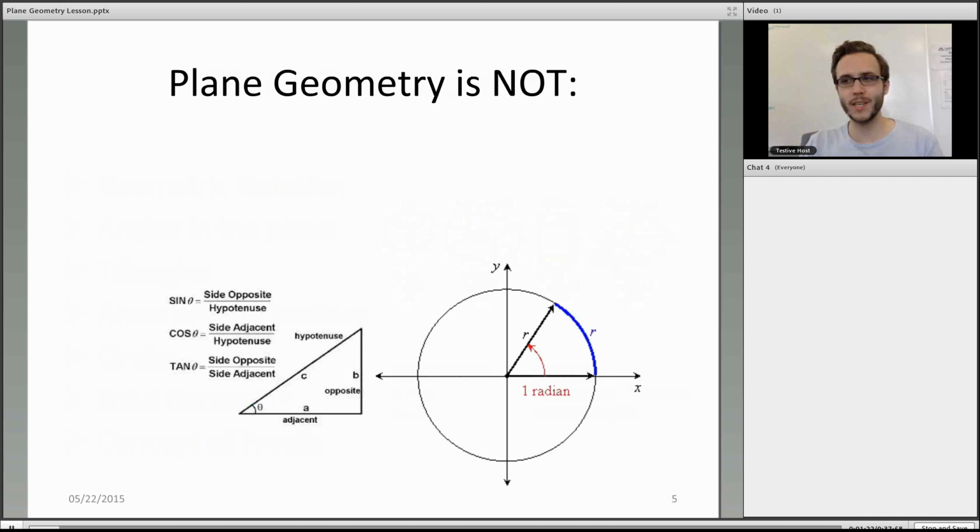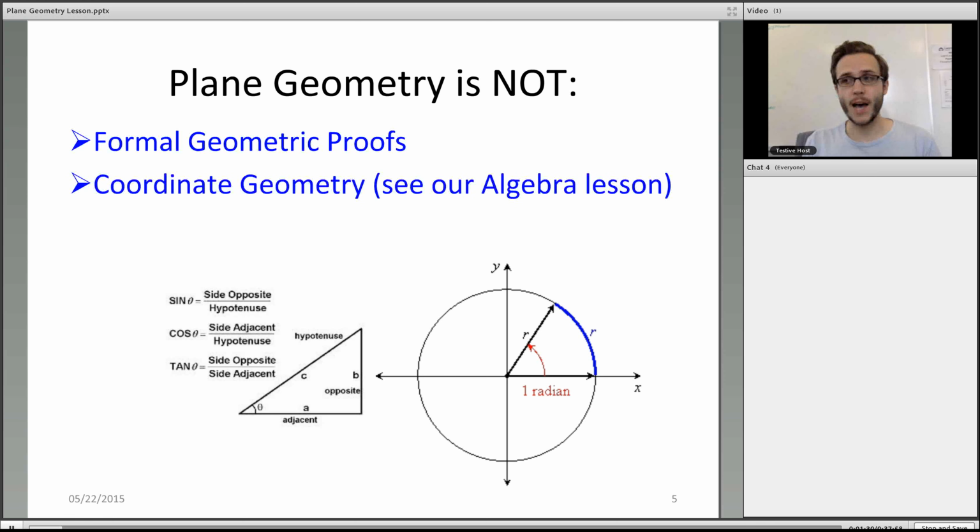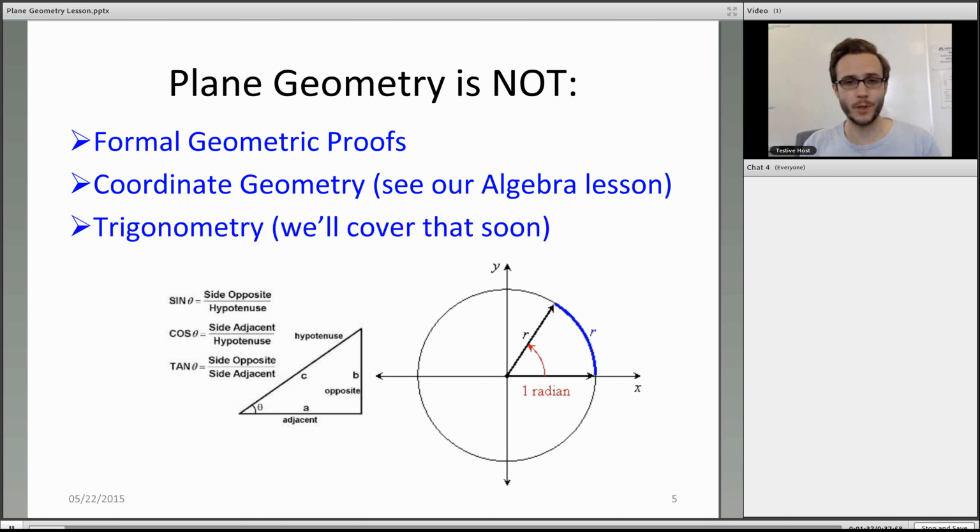Plane geometry is not the creation or interpretation of formal geometric proofs. It's not coordinate geometry. You can see an algebra lesson for that. And finally, it's not trigonometry, which is what you're seeing below you with sine, cosine, tangent. That's all a whole different branch of math that you'll find on the ACT.